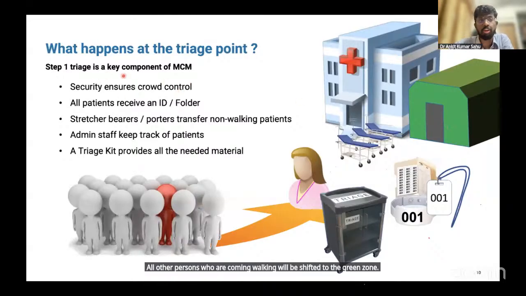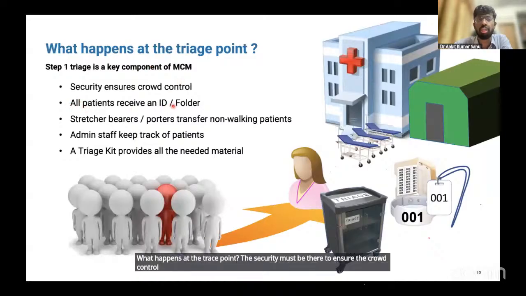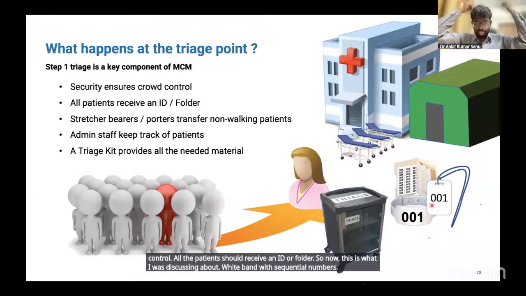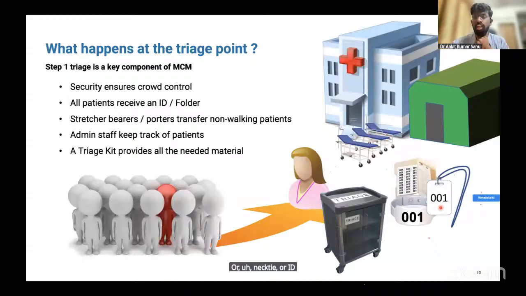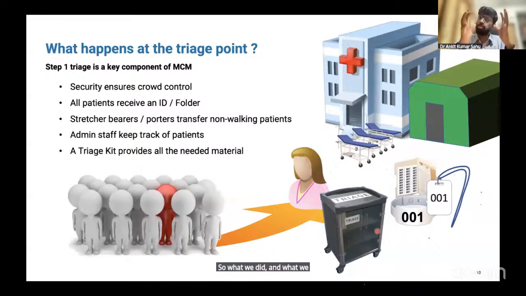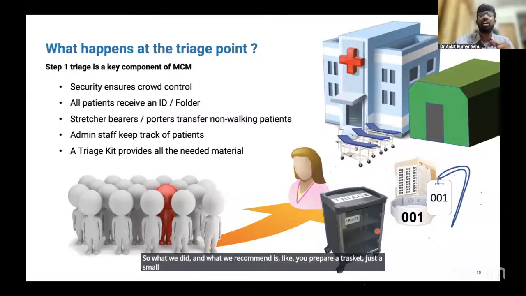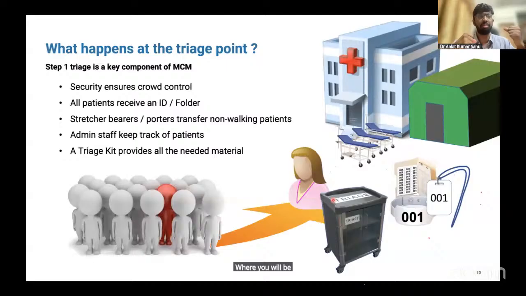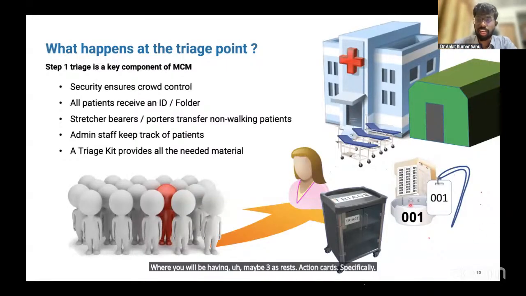What happens at the triage point? The security must be there to ensure crowd control. All the patients should receive an ID or folder. This is what I was discussing: a white band with sequential numbers, or a necktie or ID card with sequential numbers. This is necessary so that you will be able to track the patient. There is also a triage kit. What we did and recommend is that you prepare a triage kit, just a small bag, with triage vests, action cards, and specifically these triage bands.